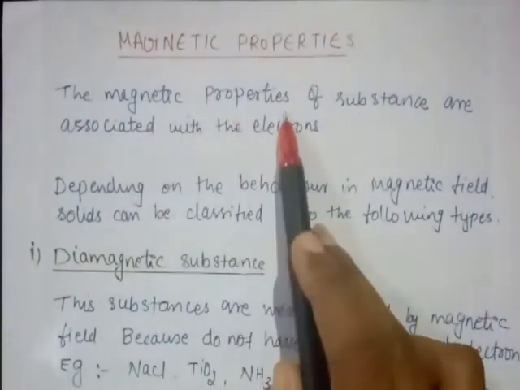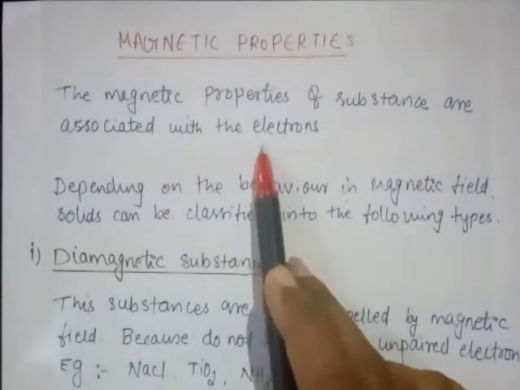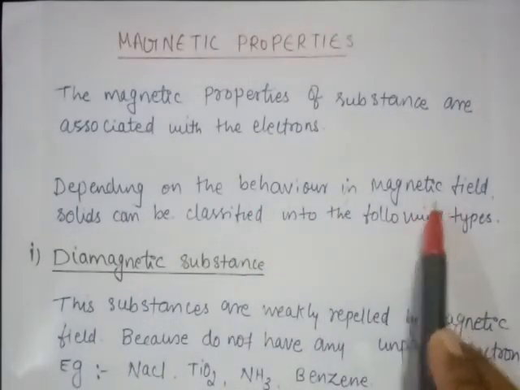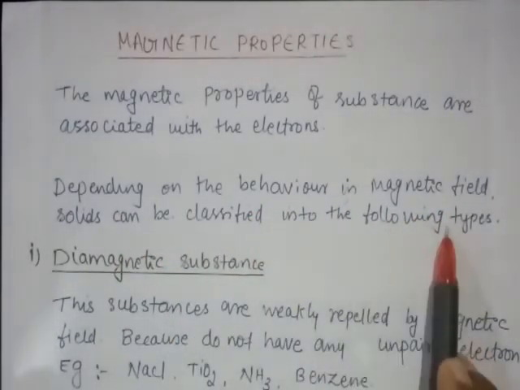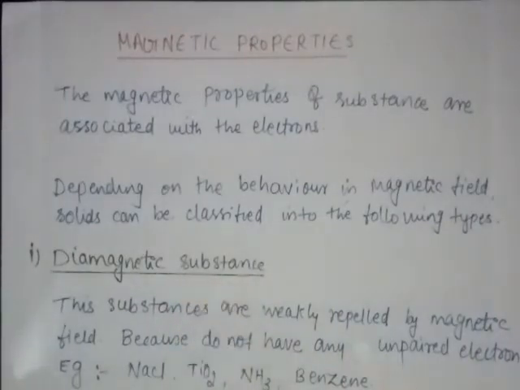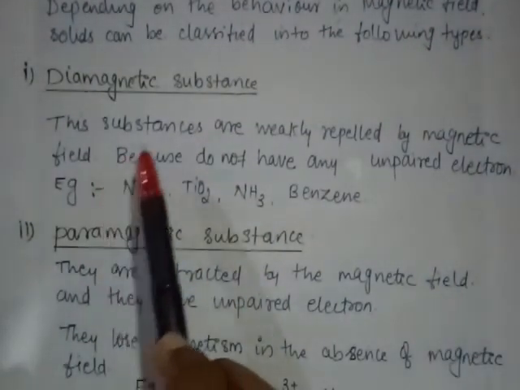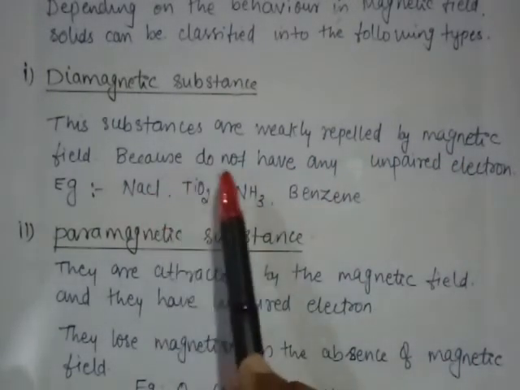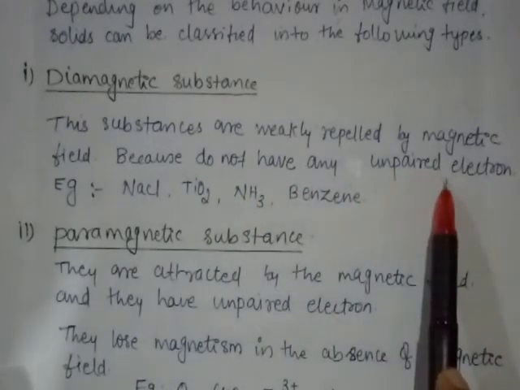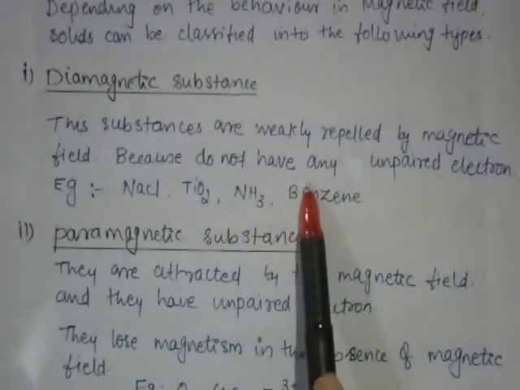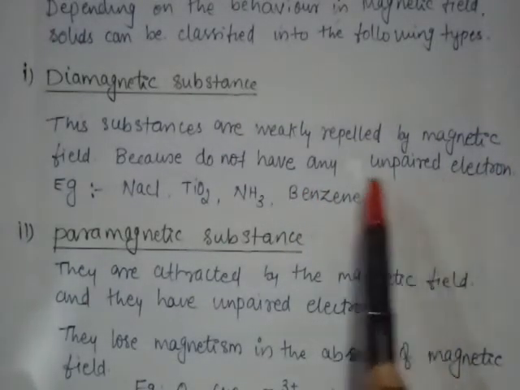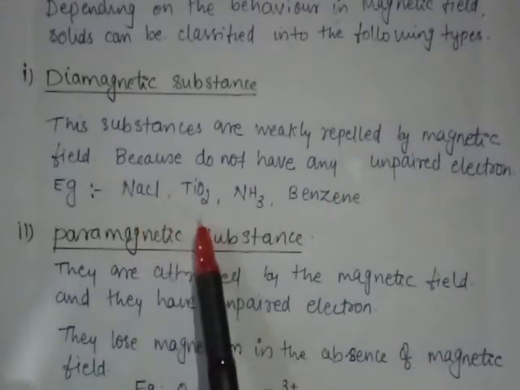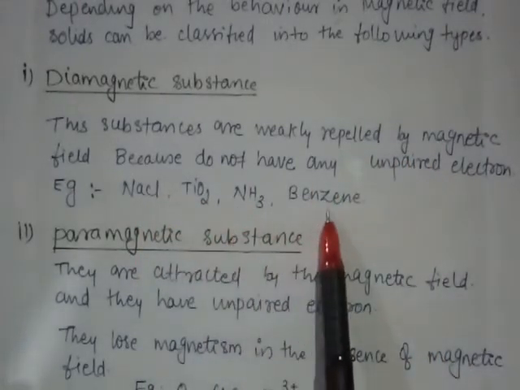The magnetic properties of substance are associated with the electrons. Depending on the behavior in the magnetic field, solids can be classified into the following. The first one is diamagnetic substance. These substances are weakly repelled by the magnetic field because they do not have any unpaired electron. So diamagnetic substances do not have any unpaired electrons. That's why they are weakly repelled by the magnetic field. The examples are NaCl, TiO2, NH3 and benzene.